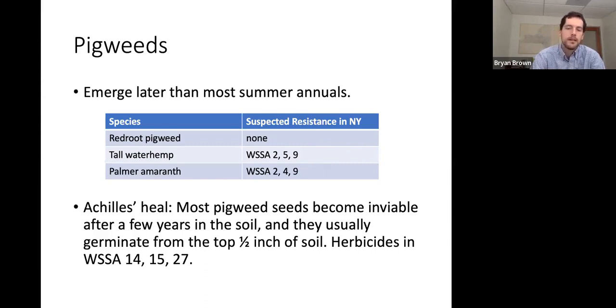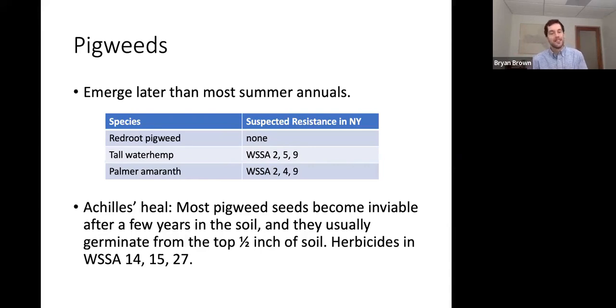So Achilles heel, and this is really lucky that we have this. Pigweed seeds don't live a long time in the soil. So if you're able to do a good job with your control for about 4 years, that should remove basically all of the pigweed from your soil. So it's like, yeah, okay, 4 years.